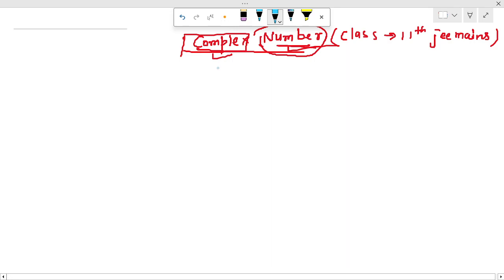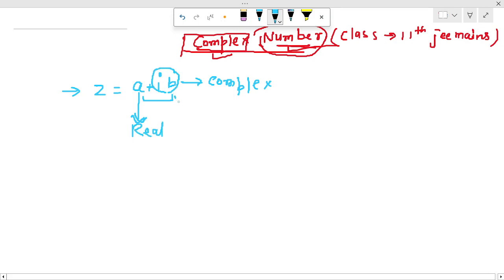What is a complex number? A number of the type a plus iota b is called a complex number, and it is denoted by Z. Then we can say this part is the real part, and this whole part is called the imaginary part.